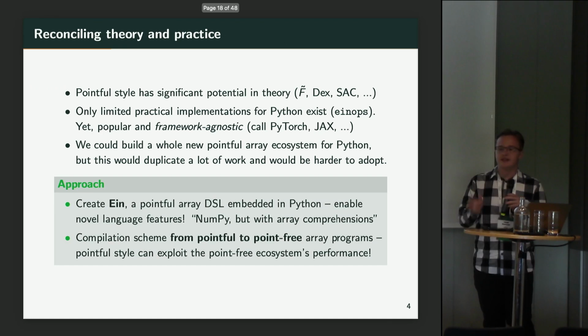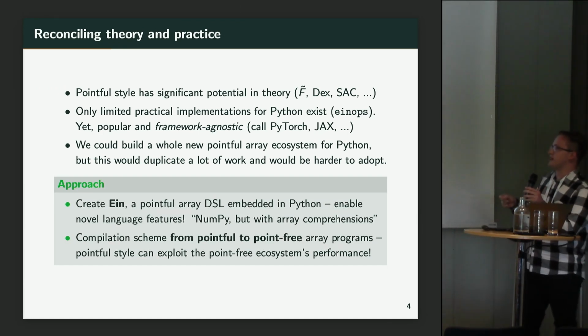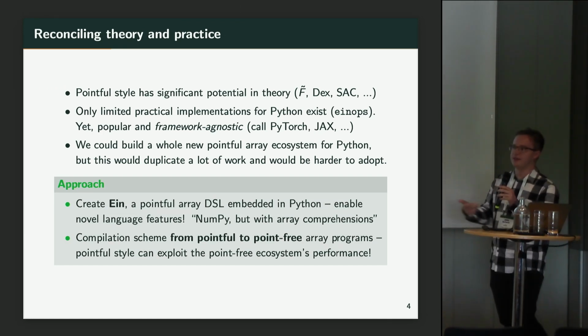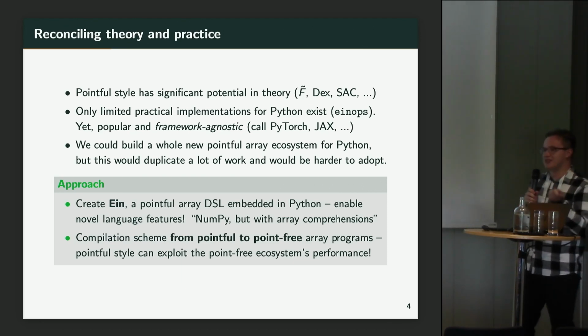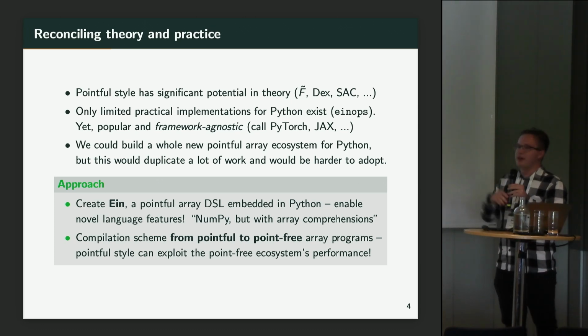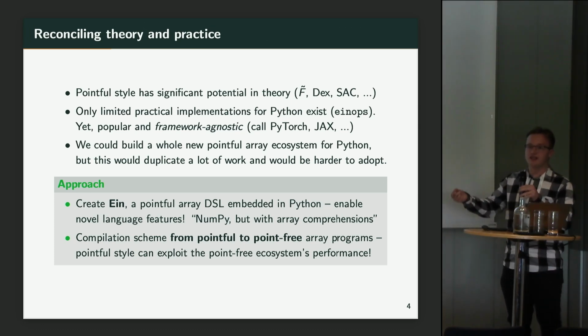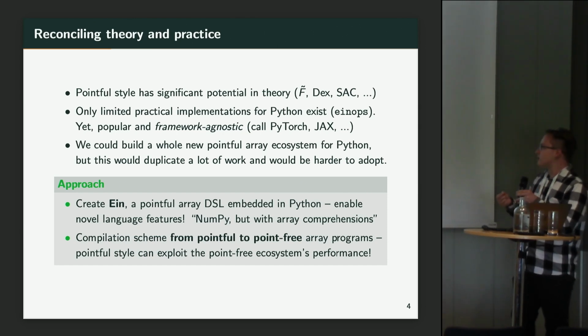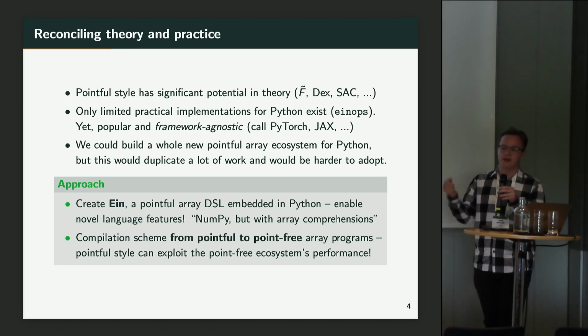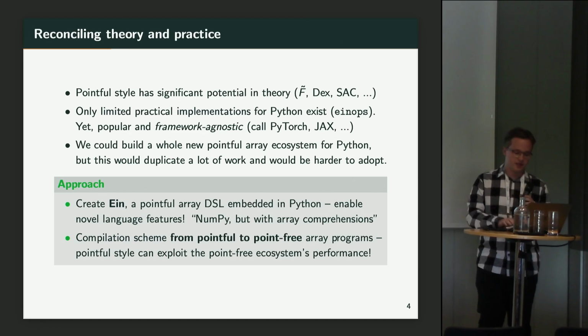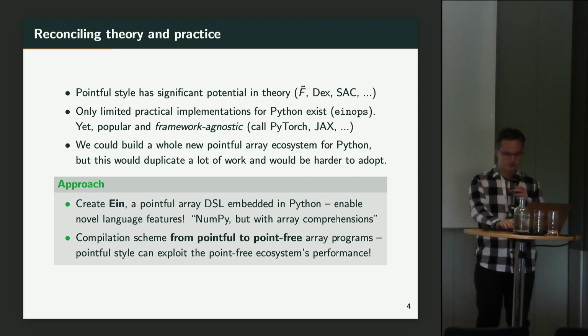So the approach is to embed a pointful array DSL, a proper nice library with an API, which you can describe as just NumPy, but with array comprehensions, and then make a compilation scheme which takes me from this pointful DSL into point-free array programs. So I can directly call those existing backends, the NumPy-like libraries. And this is the key approach of this project.